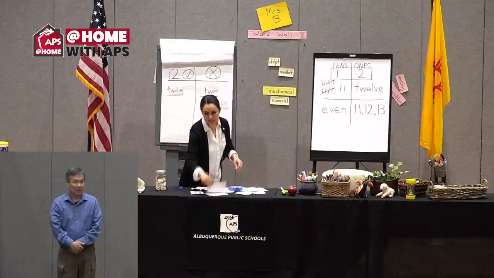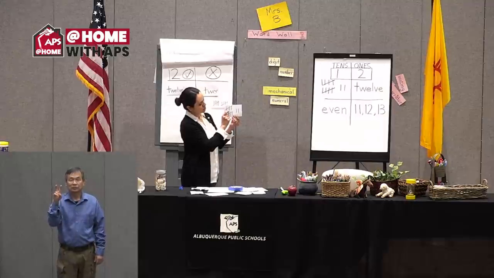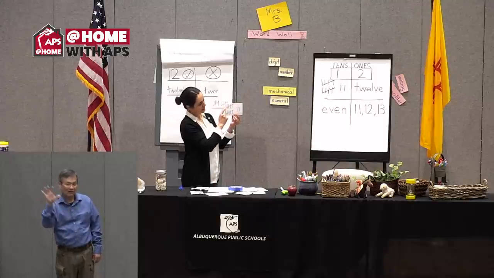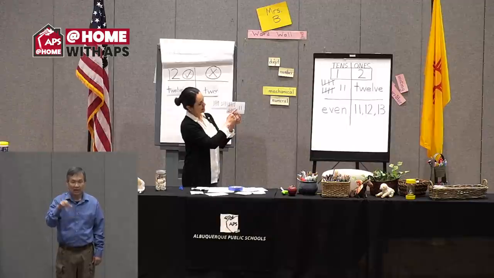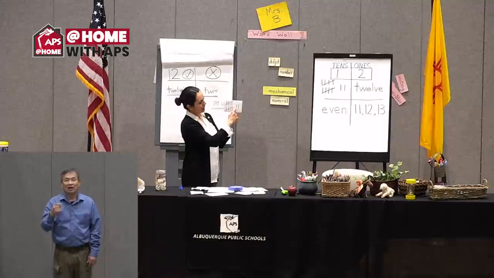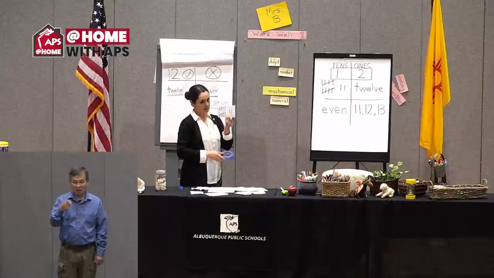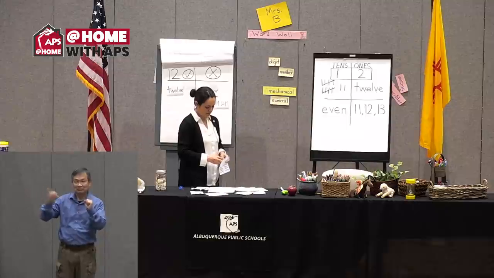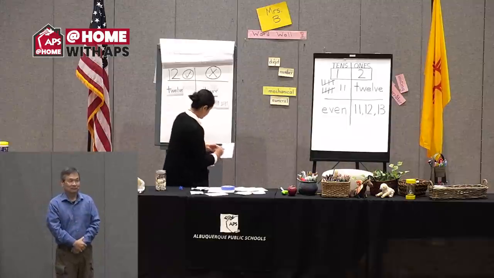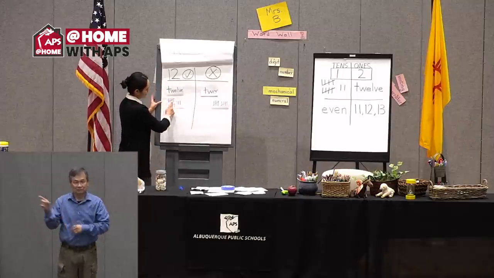Here's another set of tally marks. Count these with me. Ready? 1, 2, 3, 4, 5, 6, 7, 8, 9, 10, 11, 12. Do these tally marks show the number 12? Yes, 12 tally marks. So that goes on our 12 side. And that looks just like that.